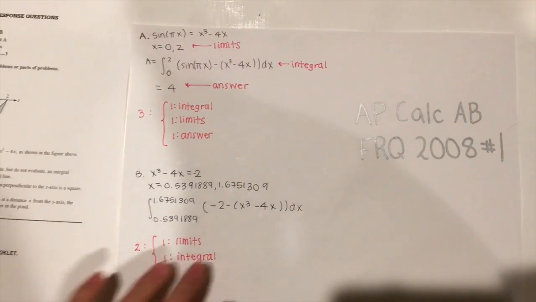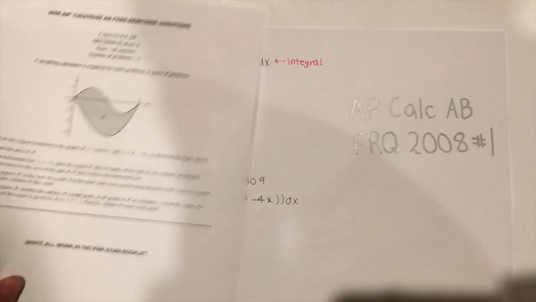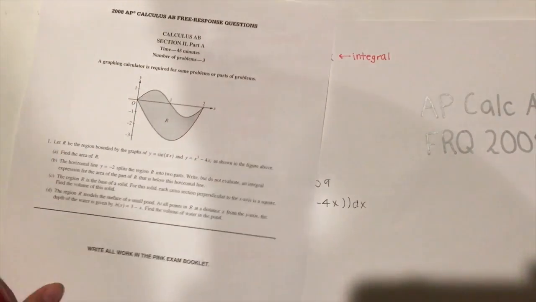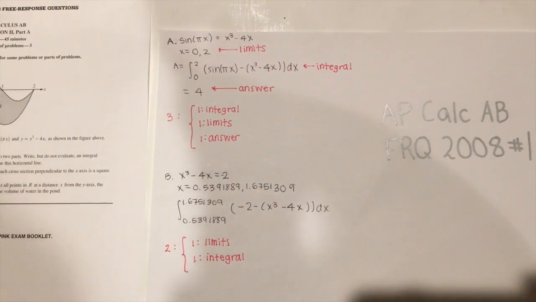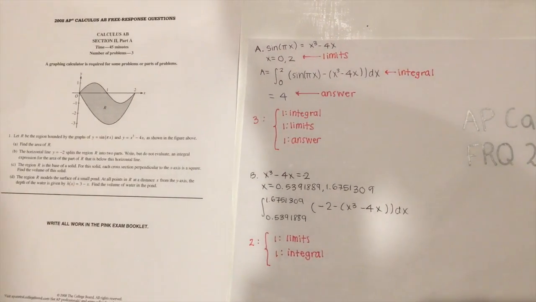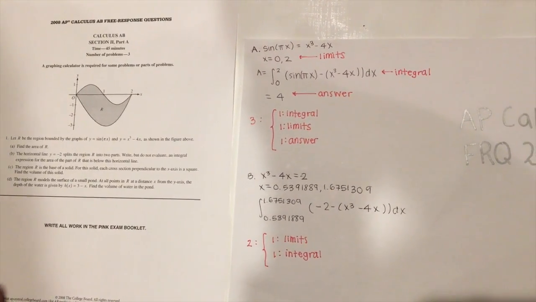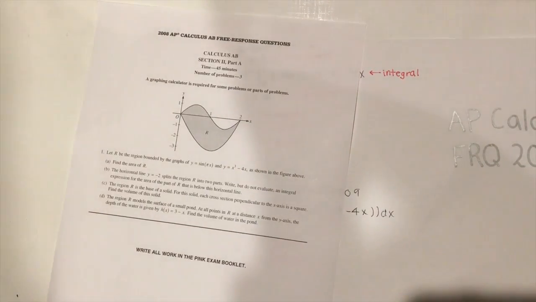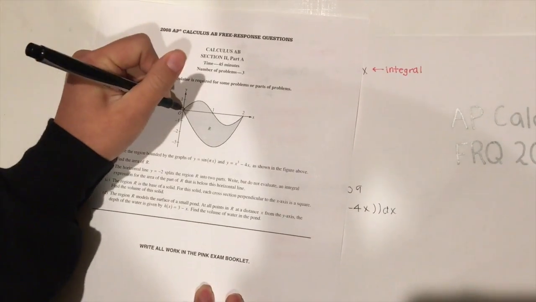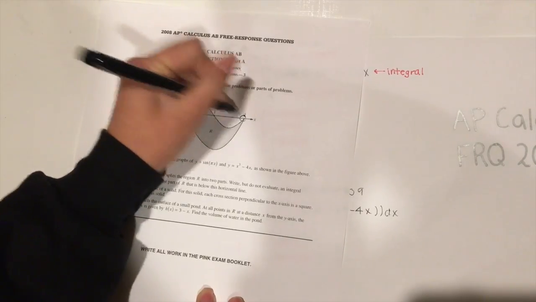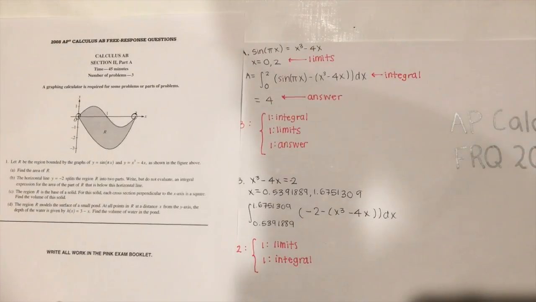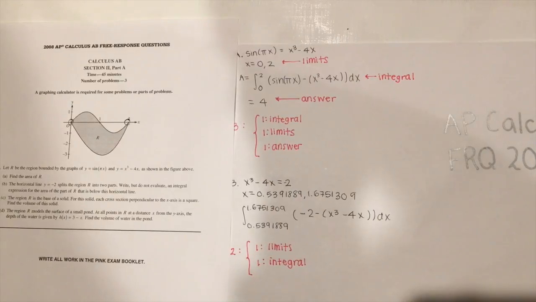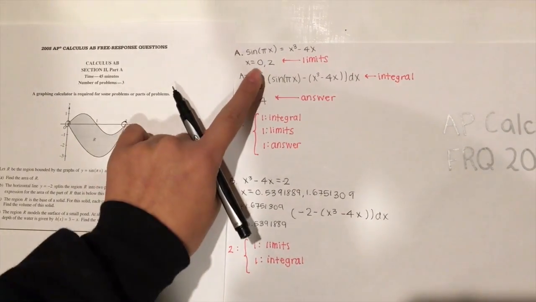So on to part A, they want you to find the area of this region. In order to find the area, you first need to find where the two graphs intersect. Looking at this graph, you can see that it intersects here and here, which is 0 and 2. So the values of the integral would be from 0 to 2.